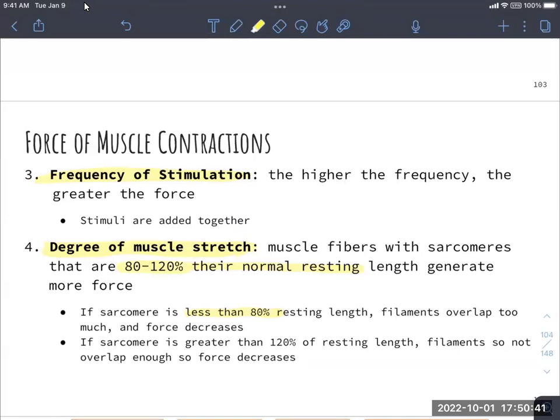If that sarcomere is greater than 120%, the filaments do not overlap. They don't overlap enough. So say that there's like one set of myosin heads that start the contraction. Then 2 sets can come in. Then 3 sets can come in. So the further apart they are, the less force they have, because maybe 2 myosin heads are working. Then 4 myosin heads are working.